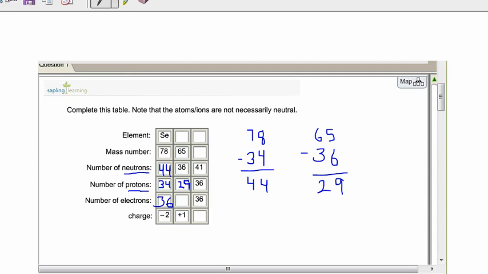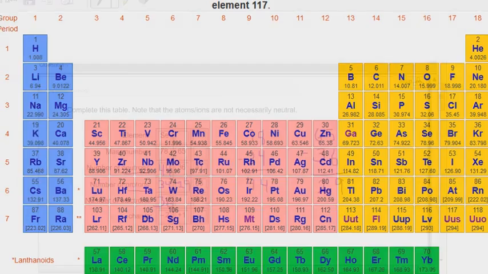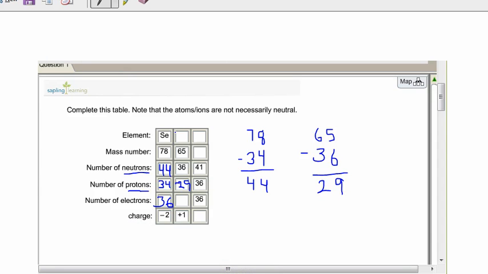And once I know the number of protons, I'll look at the periodic table. Here is the element that has 29 protons in its nucleus, copper, and so now I know what the symbol is. It's going to be copper.